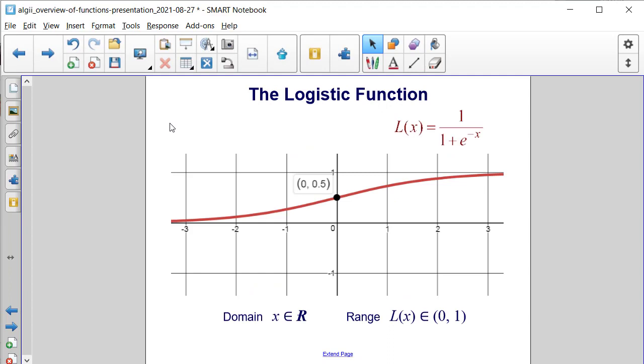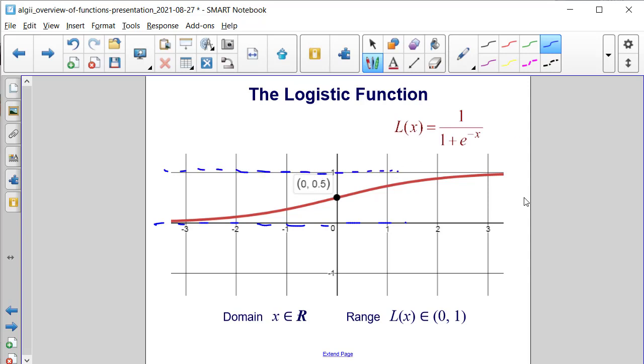The next parent function is the logistic function. L of x is equal to 1 over the quantity 1 plus e to the negative x. And the domain for the logistic function is all real numbers. However, as you can see within this graph, there is a range restriction, and it only goes from 0 to 1 in y values, not including 0 and 1. There are actually horizontal asymptotes that are occurring at 0 and at 1 for the y values.